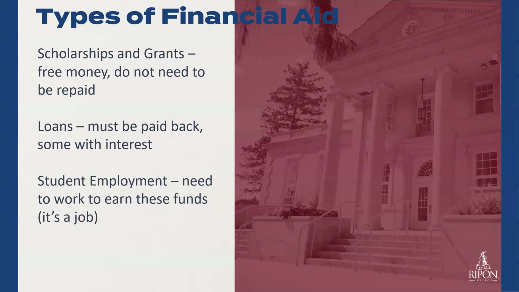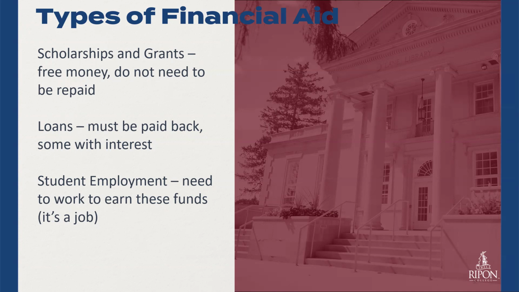What are the types of financial aid that the student is eligible for? There's basically 3 types of aid. The first would be scholarships and grants. This would be free money that does not need to be repaid. The second would be loans. Loans are types of money that the student can borrow. They must be paid back, and some of them will have interest attached to them.